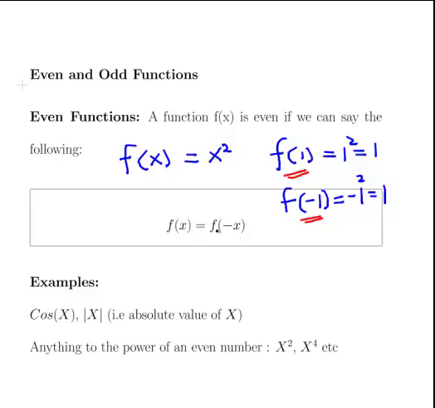Some well-known examples of even functions: cosine of x, the absolute value of x, and anything to the power of an even number. So we just used x squared up there. So x squared, x to the power of 4, x to the power of 6, and so on.